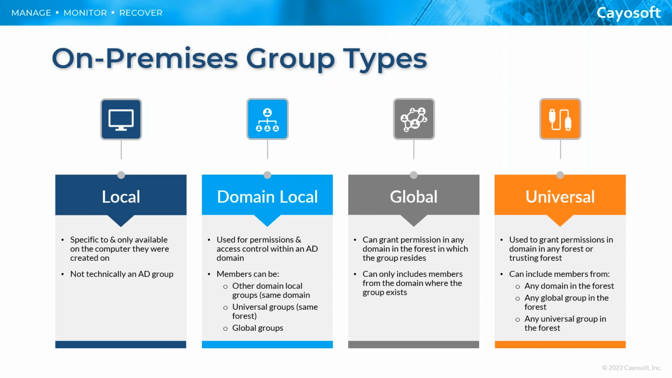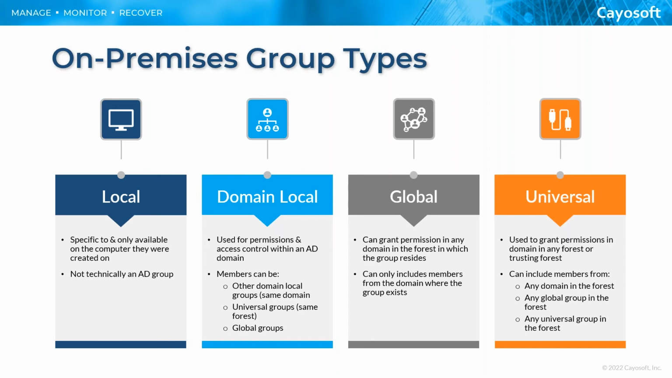So what are global groups? Well, global groups do essentially the same thing as a domain local group, but they're a little bit more powerful, because you can use a global group to grant permission in any domain in the forest in which the group resides. But the caveat to that is that a global group can only include members from the domain where the group exists. So let's say that you've got an Active Directory forest and you've got, I don't know, 10 domains within that forest, and you create a global group inside one of those domains. Well, that global group can be used to grant permissions to resources in any of the other 9 domains, but its membership can only include users from the domain where the group actually exists.